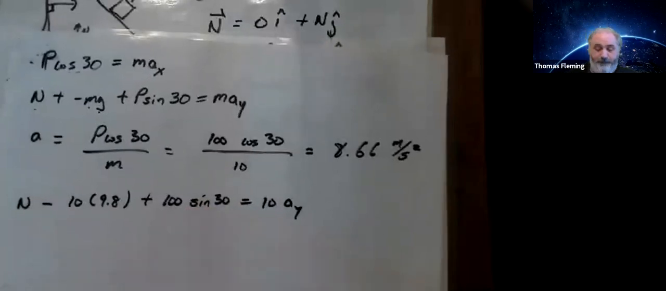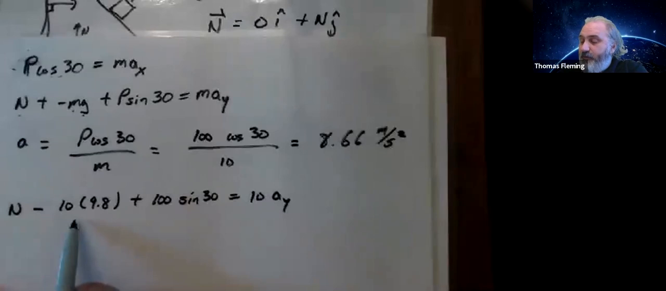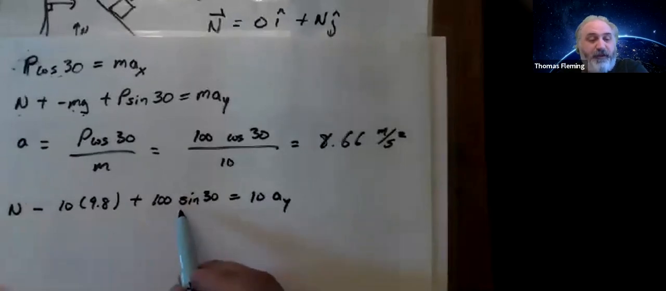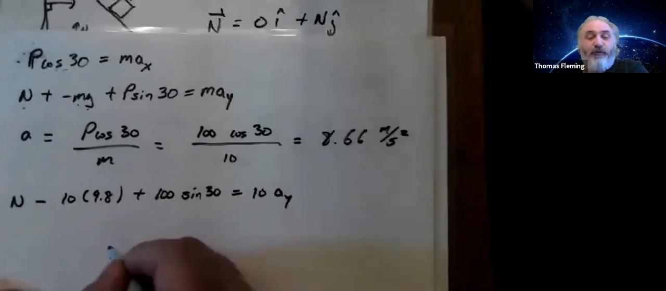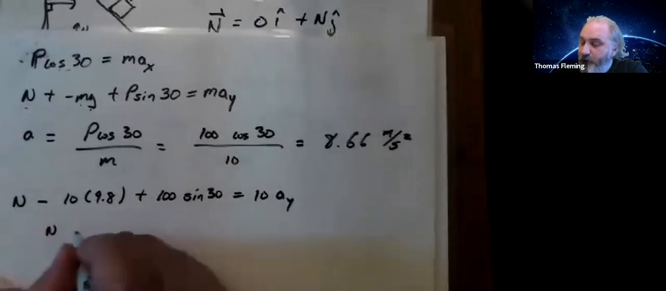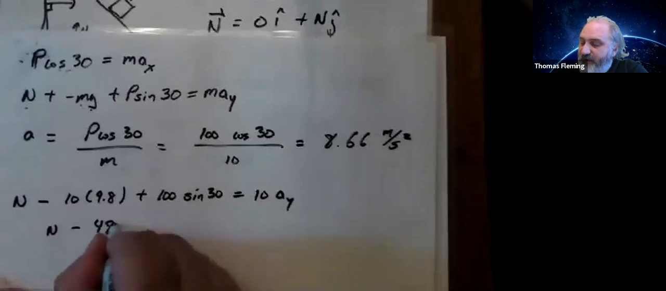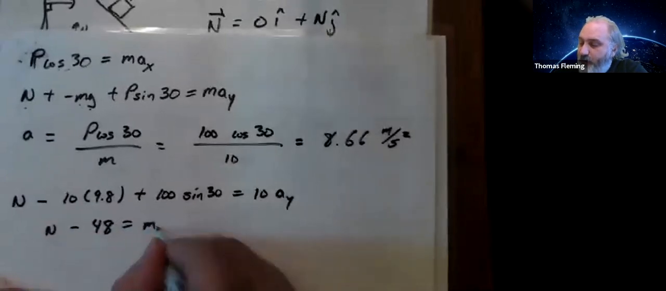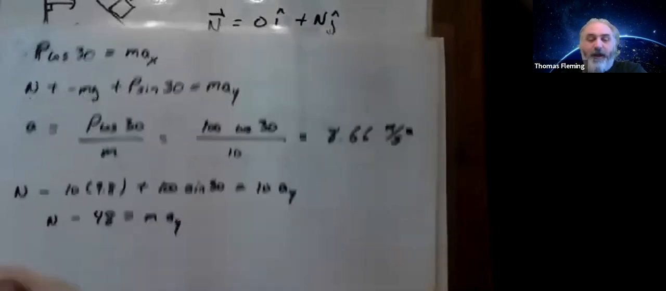That's 50. So what's going to happen is I'm going to have negative 98 plus positive 50. All right. That's going to be negative 48. So I have N minus 48 equals M times AY.